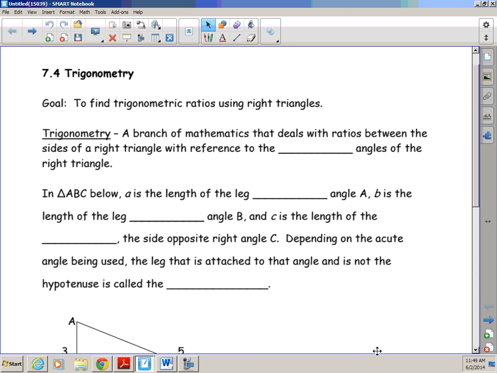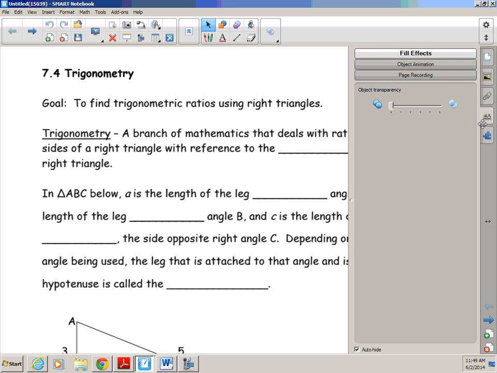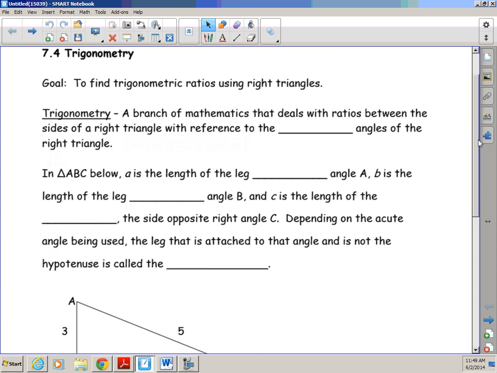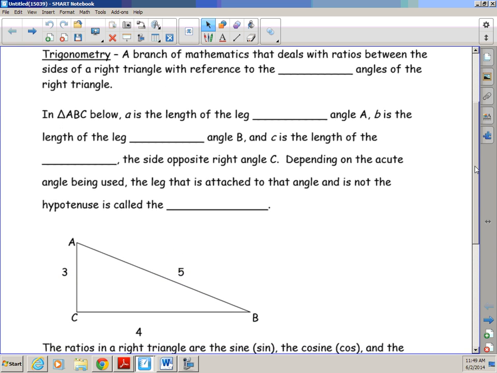The next couple of lessons are going to involve the branch of math called trigonometry. And it's going to fill in the shortcomings of the Pythagorean theorem. The Pythagorean theorem, while very helpful, only gives us information about the sides of a right triangle. It has nothing to do with angles. And I need two of the side measures to be able to find the third.